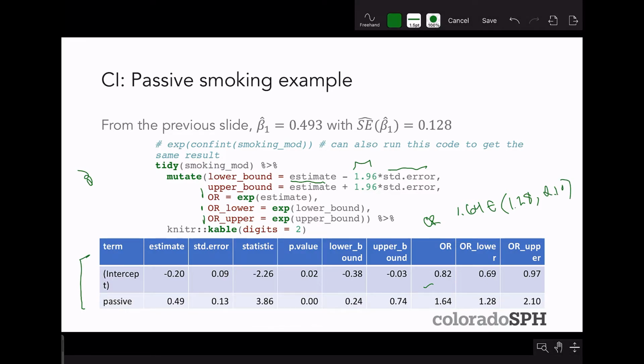And I did it out this way to show you that the odds ratio and its confidence intervals are calculated using this Wald statistic. However, an easier way to code that is just to use this piece of code that's written here, and you'll get exactly the same results if you just take this function confint of your model that you've run, and then exponentiate that.